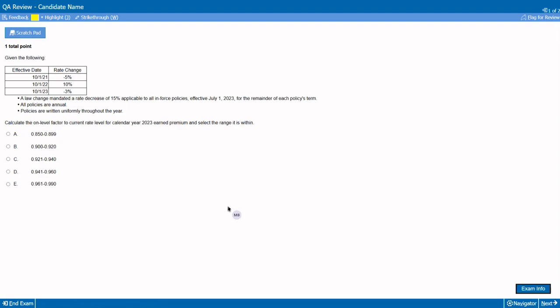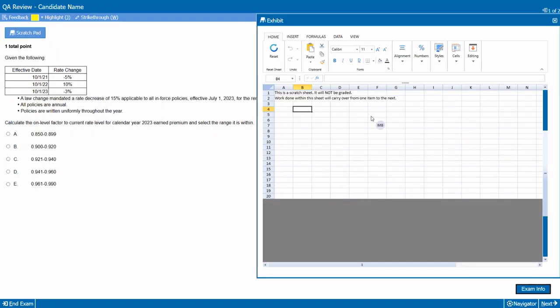All policies are annual and policies are written uniformly throughout the year. Calculate the on-level factor to current rate level for calendar year 2023 earned premium and select the range it is within. All right, so I'm going to open the Scratchpad now. And first, I'm just going to bring over some of the information so that I can do some calculations.